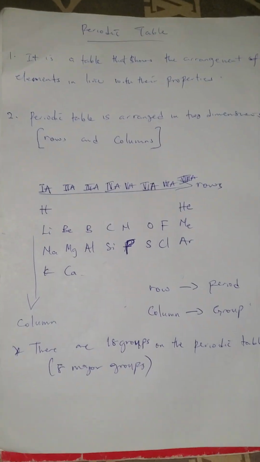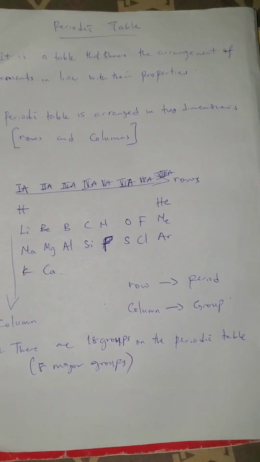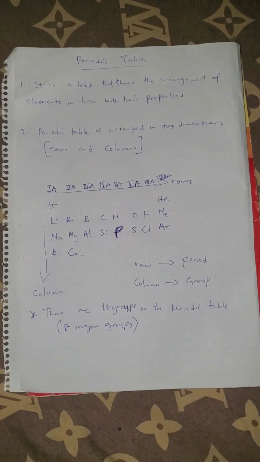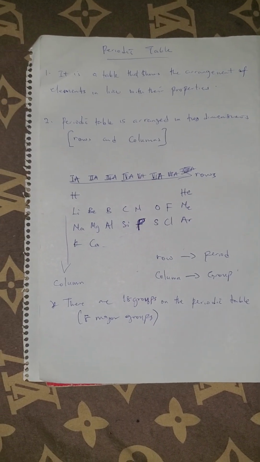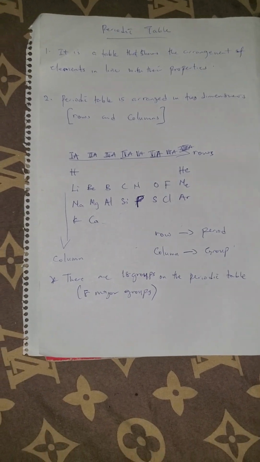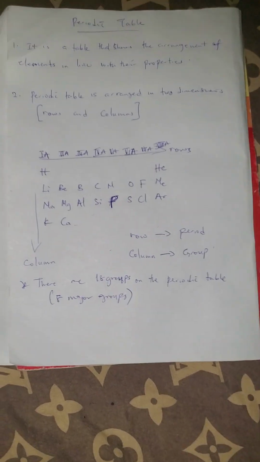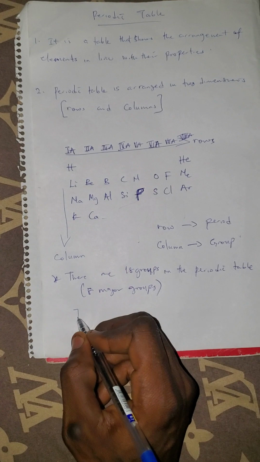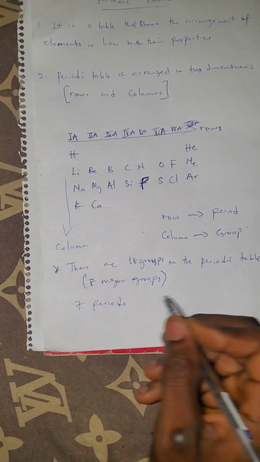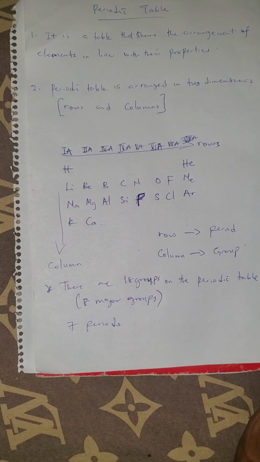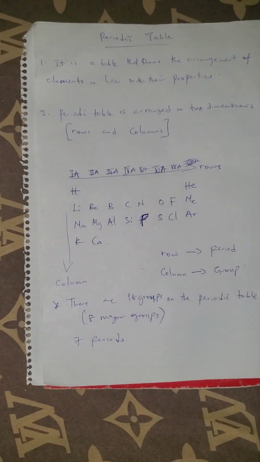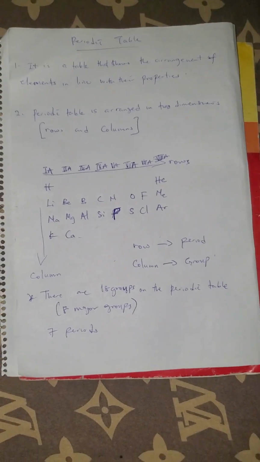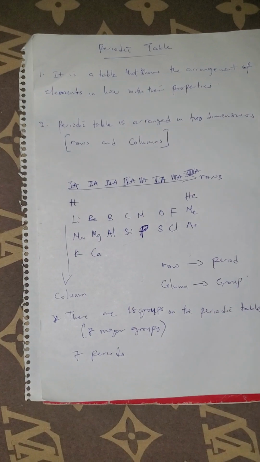Because if you don't put A there, we have the total number of groups to be 18 on the periodic table. But once there is A, that shows that you are talking about the major groups, which are just 8 groups. We have 18 groups, of which 8 are the major ones, and we have a total of 7 periods on the periodic table.